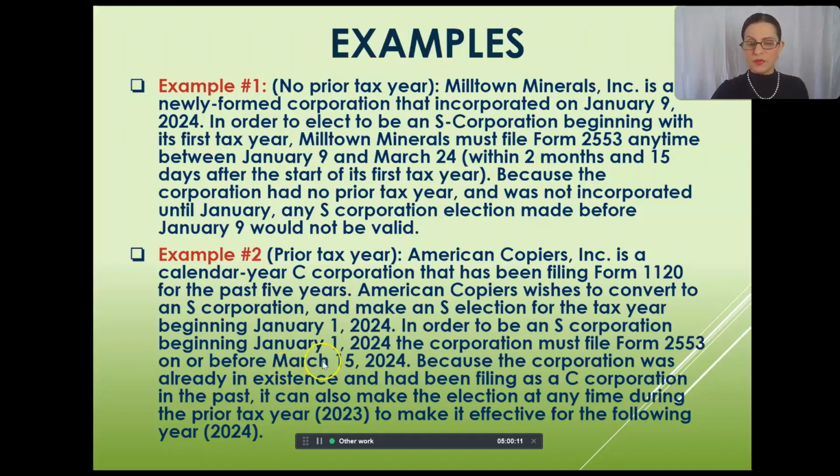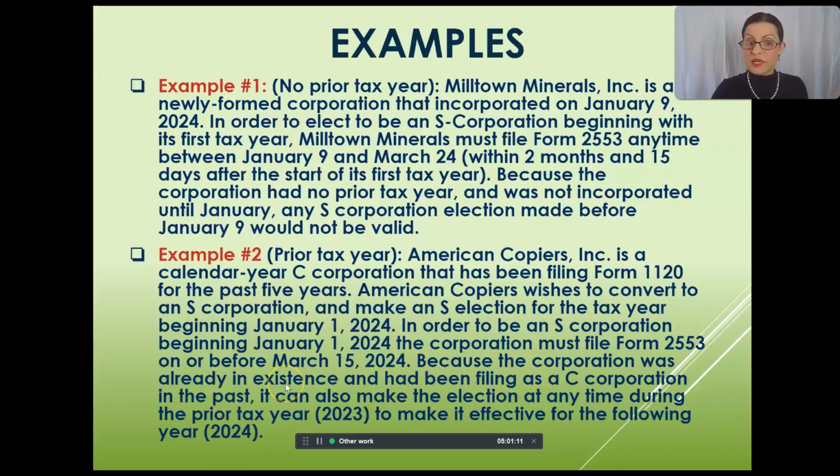In order to be an S corporation beginning on January 1st, 2024, the corporation must file Form 2553 on or before March 15th, 2024. So within 2 months and 15 days of the start of its tax year that it wants to be treated as an S corporation. The company cannot wait until the filing deadline of the next year to do that. If they do, then the S corporation election would be late. In order for it to be on time, it has to be filed within 2 months and 15 days after the start of the tax year that it wants to be treated as an S corporation. It was treated as a C corporation up until now, but now it wants to convert.